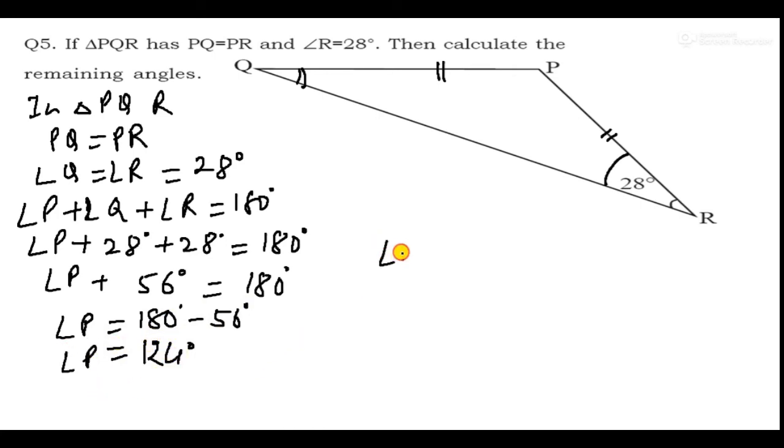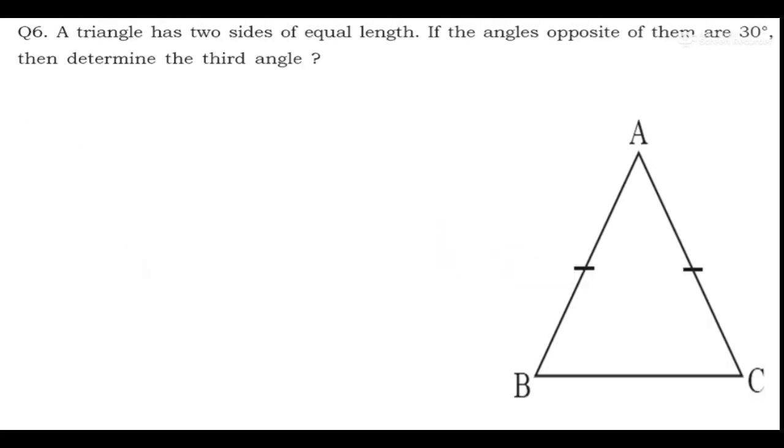So angle P is equal to 124 degrees and angle Q is 28 degrees. This is the remaining angle and it is your answer. You have to write and solve in this way in your copy. Now come to the next question, question number 6.